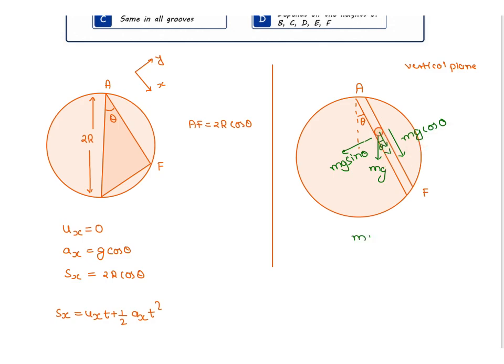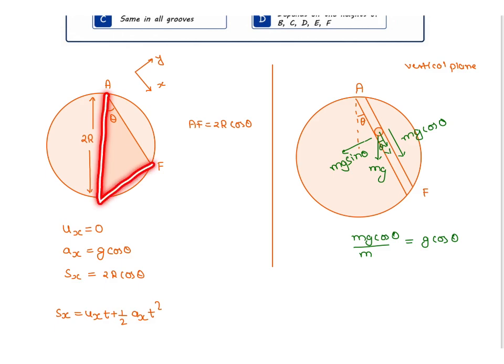So I know the force is mg cos theta. I will divide it by mass to get acceleration. So acceleration is g cos theta. A particle moving in this direction has acceleration given by g cos theta. Now let the particle move in this direction. Let this point be f. I am assuming this direction to be x, and the perpendicular direction to be y.